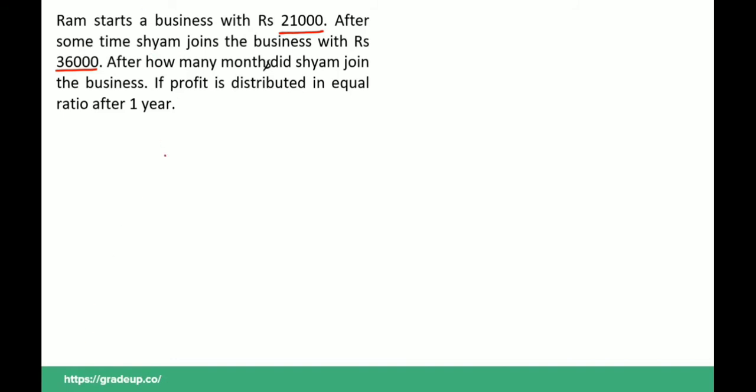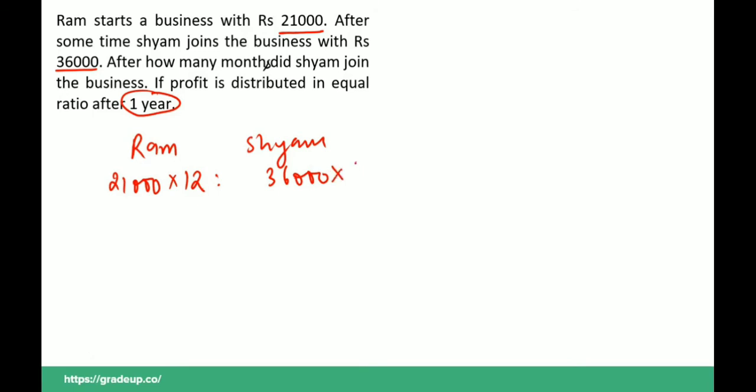So guys, in this question, we have two partners. One is Ram and the other is Shyam. Ram invests 21,000 rupees. Shyam invests 36,000 rupees. And the total business is of 1 year. So Ram invests for the whole 1 year. I'm writing 12 months here. Let's say Shyam invests for T months. So capital into time is equal to profit sharing ratio. As in this question it is given that the profit sharing ratio is equal. So I can find the value of T from here.